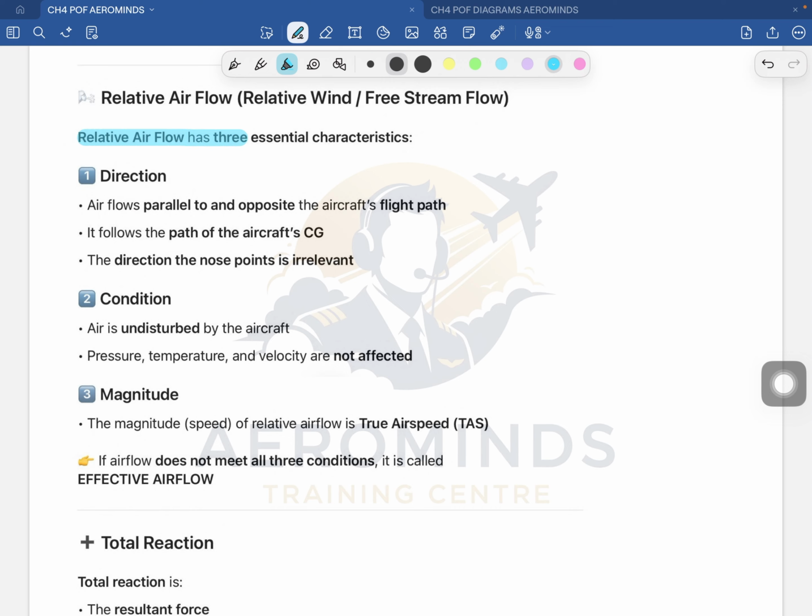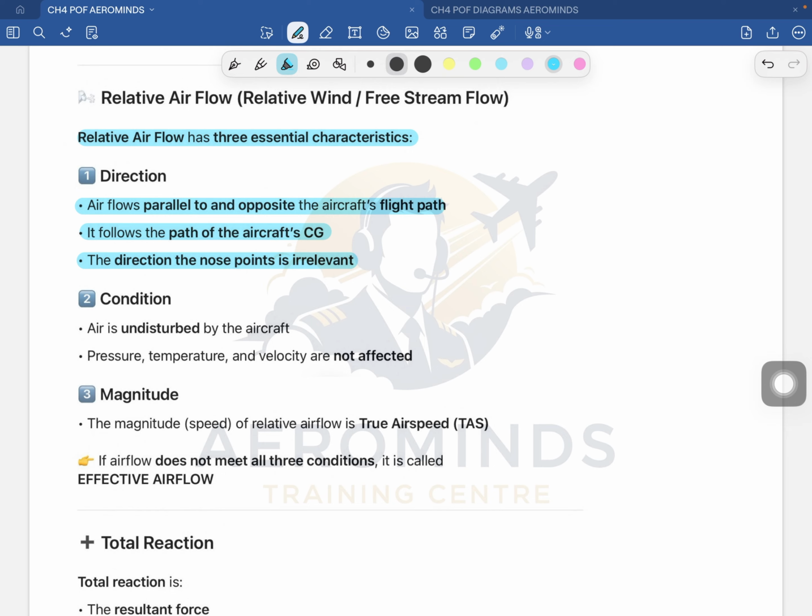Relative airflow has three essential characteristics. First is the direction: the airflow is parallel and opposite to the aircraft's flight path. Second, it follows the path of the aircraft's CG, where the aircraft is moving. The direction the nose points is irrelevant; it is based on the actual flight path of the aircraft. So remember that.